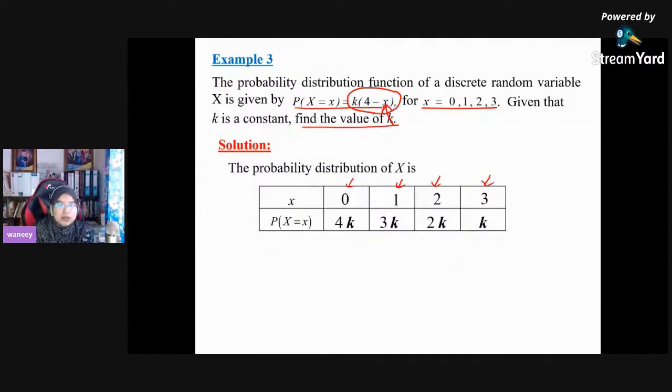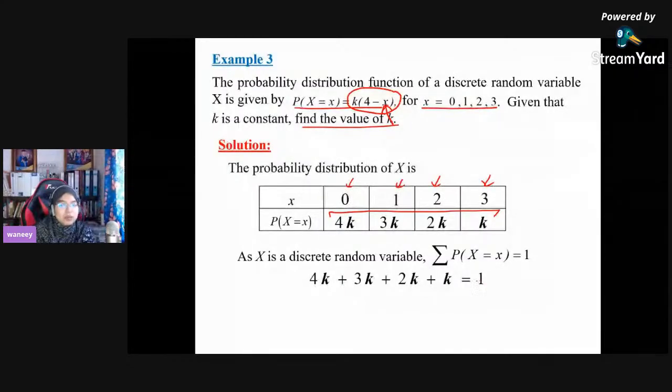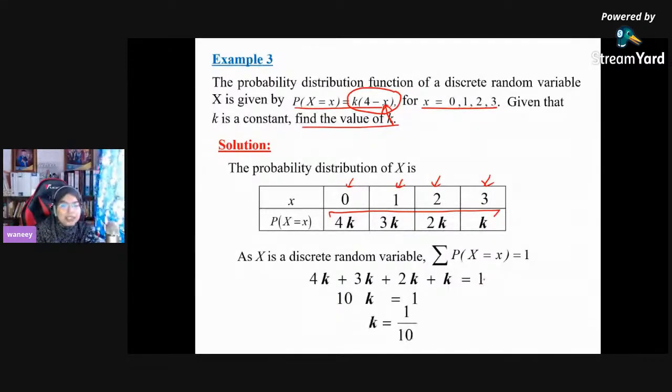Right, so what I mentioned earlier is that if this is a discrete random variable, if I add all the probability here, altogether they should be equal to 1. So basically, since this is a discrete random variable, if I add all the probability, they should be equal to 1, which means that k plus 3k plus 2k plus k altogether should be equal to 1. So 4 plus 3 is 7, 7 plus 2 is 9, 9 plus 1 is 10. So 10k is equal to 1. So that means k is simply 1 over 10.